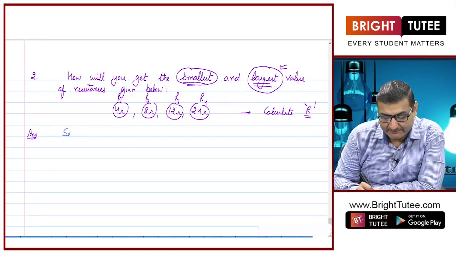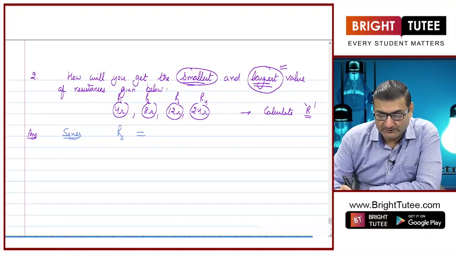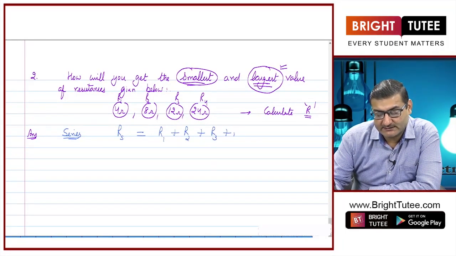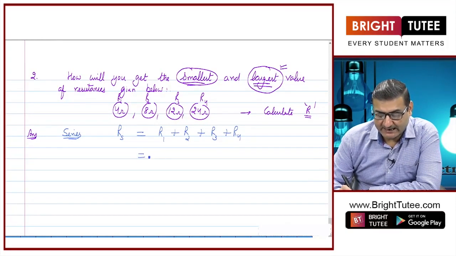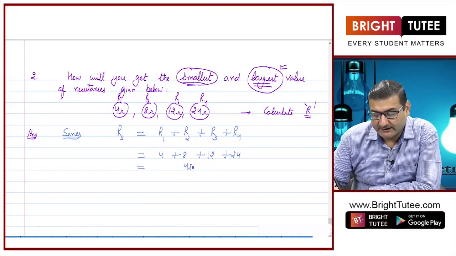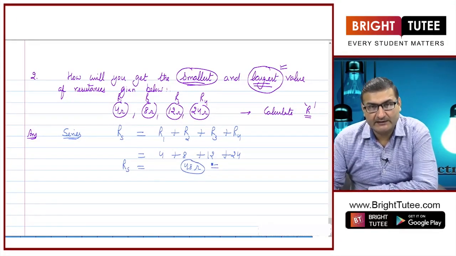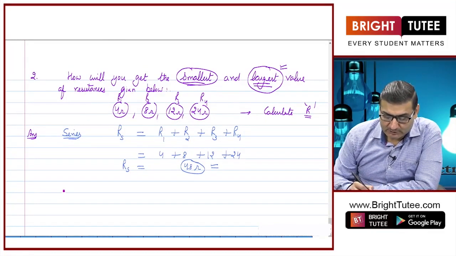If I connect them in series, then the total resistance, let it be RS or resistance in series, that comes out to be the sum total of all the individual resistances, that is R1 plus R2 plus R3 plus R4. I'll just add them up. 4 ohm plus 8 ohm plus 12 ohm plus 24 ohm, that comes out to be 48 ohms. So, this is the largest value that I can obtain by combining these 4 resistances. Now, talking about the smallest value.